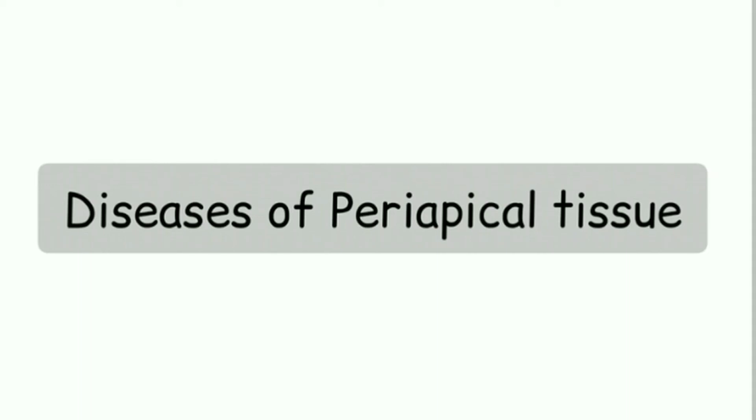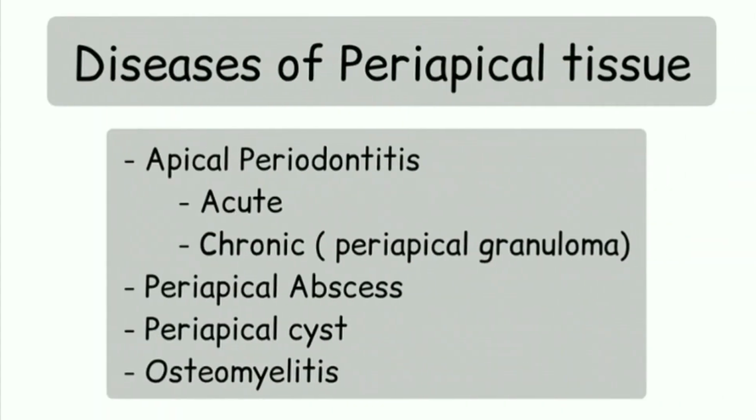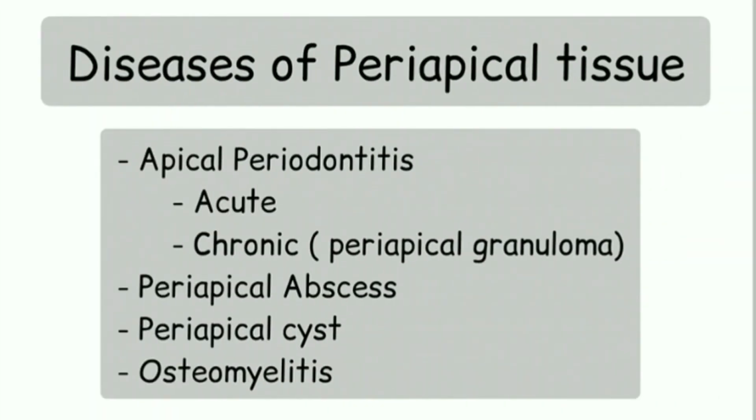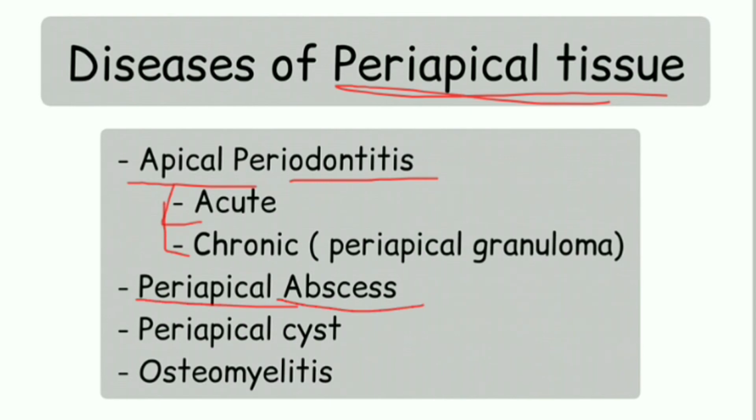Today we are going to learn about diseases of periapical tissue. So let us see what all are the different diseases of periapical tissue. These include apical periodontitis, which can be acute and chronic, periapical abscess, periapical cyst and osteomyelitis. So these are the diseases of periapical tissues.